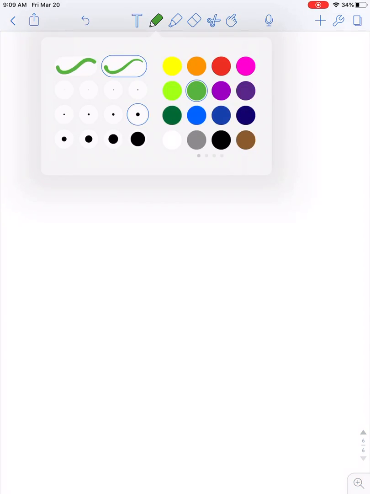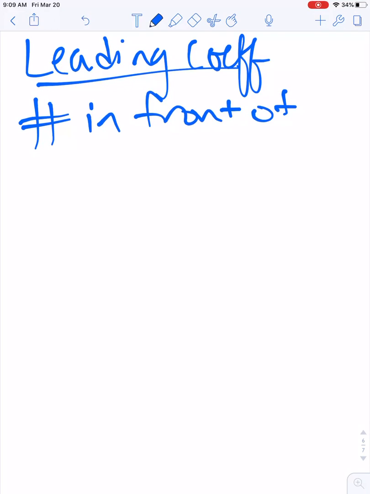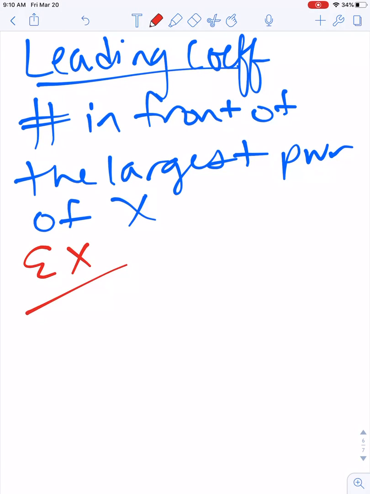And last but not least, we have the leading coefficient. A leading coefficient is pretty easy. It's the number in front of the largest power of x. So that's all a leading coefficient is. I'm going to do a quick example.